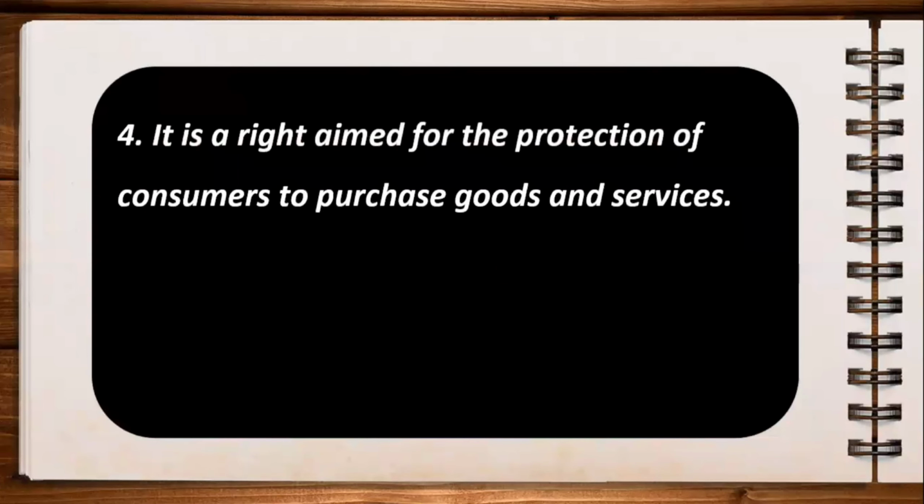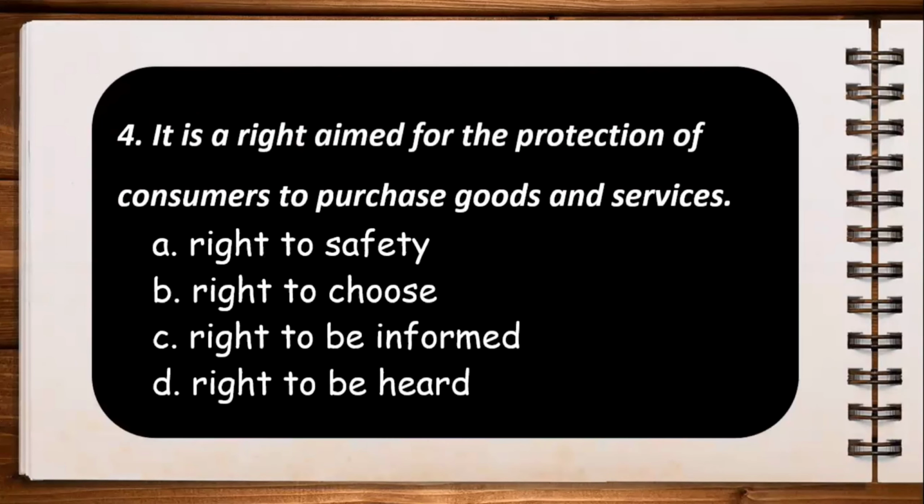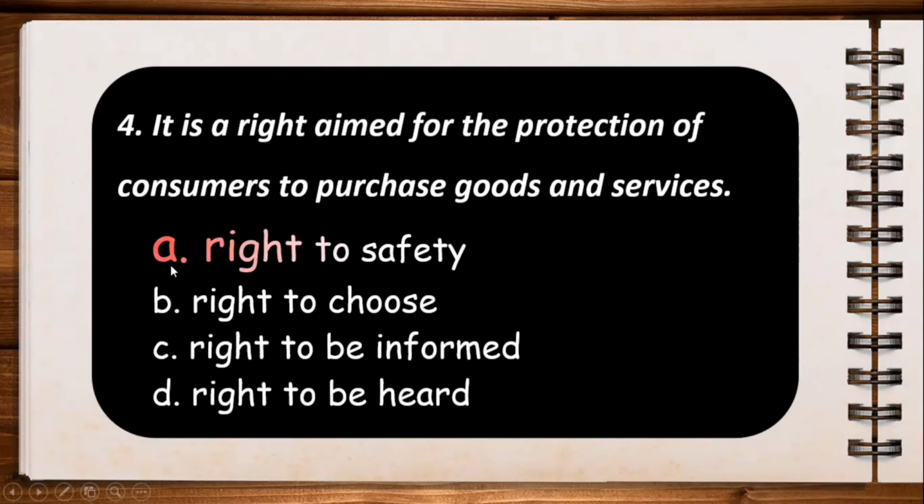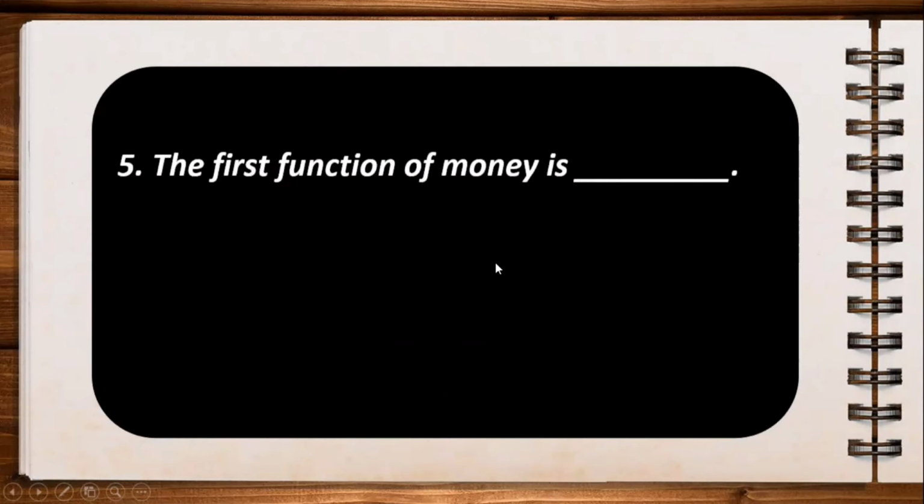Number 4. It is a right aimed for the protection of consumers to purchase goods and services. We have A, right to safety. B, right to choose. C, right to be informed. Or letter D, right to be heard. Remember, from the word protection, the answer is letter A, right to safety.